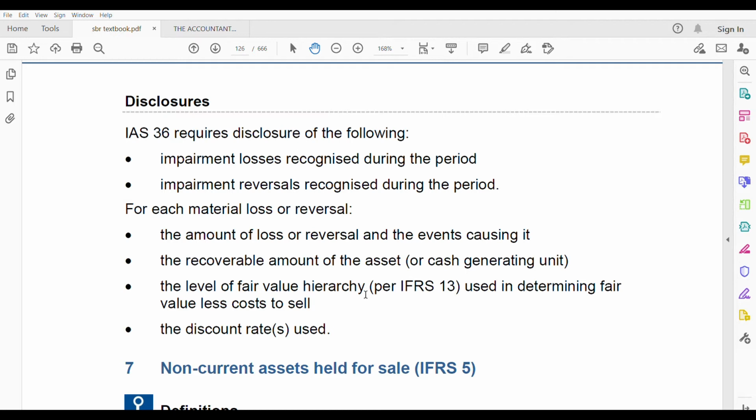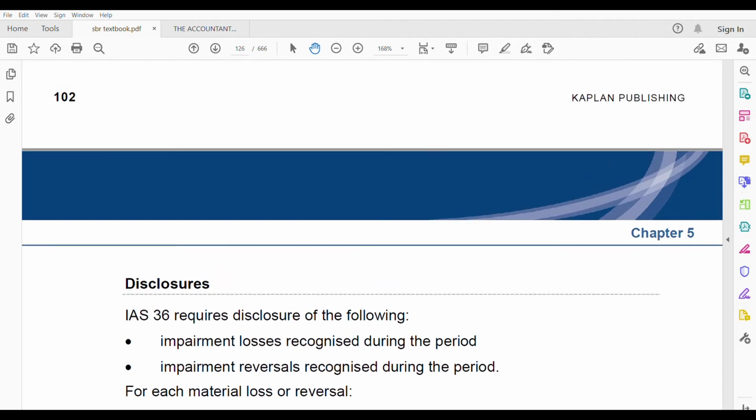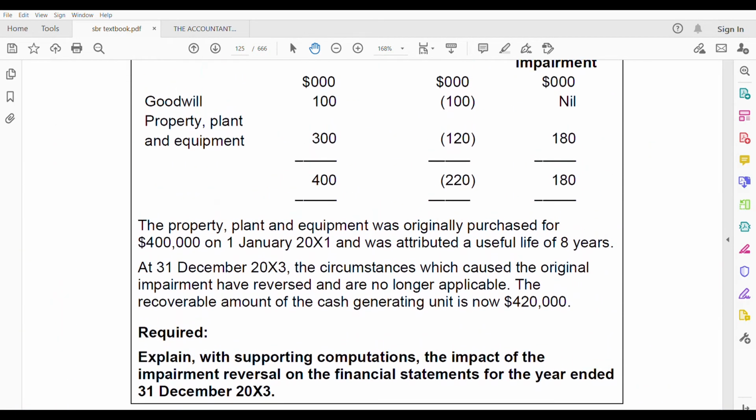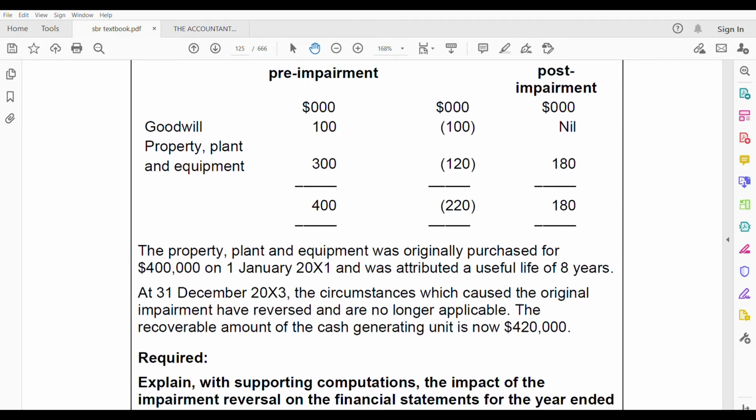I'm not explaining in detail what is level 1, level 2, level 3. Please go to my IFRS 13 video and check out what are the three levels. You need to know it, because fair value is also a standard which can be asked under any other standard, because fair value is used in many standards. So yes, same like impairment. So that's it. We have successfully completed IAS 36. Now we'll be doing the questions, the test your understanding. So let's start.